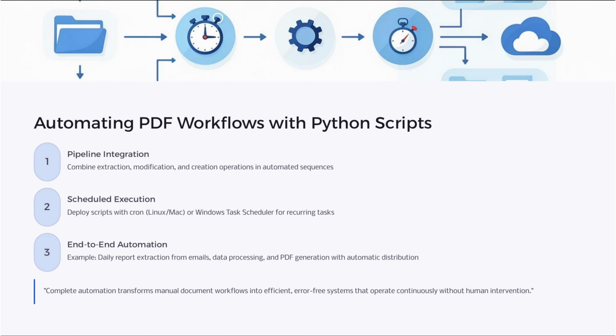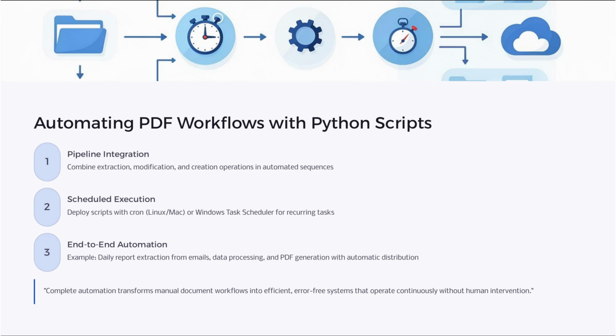Automating PDF workflows with Python involves integrating extraction, modification, and creation operations into seamless pipelines. Schedule these scripts using cron or Windows Task Scheduler for recurring tasks. Achieve end-to-end automation by extracting daily reports from emails, processing data, and generating PDFs for automatic distribution, ensuring efficient, error-free document management.